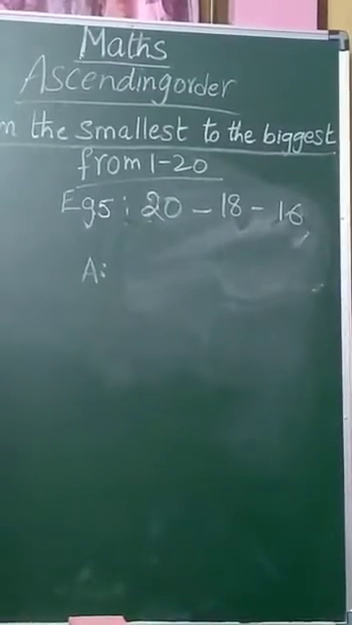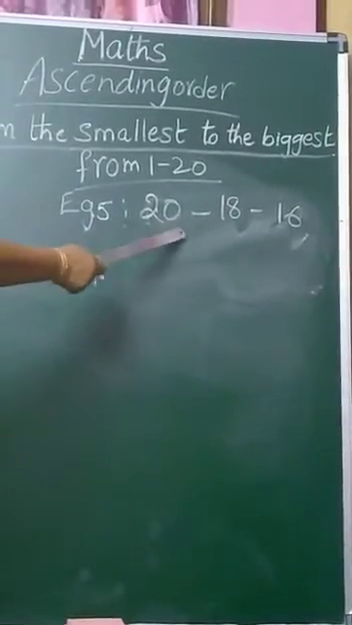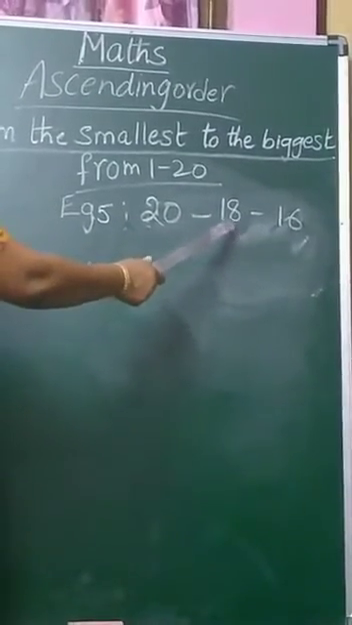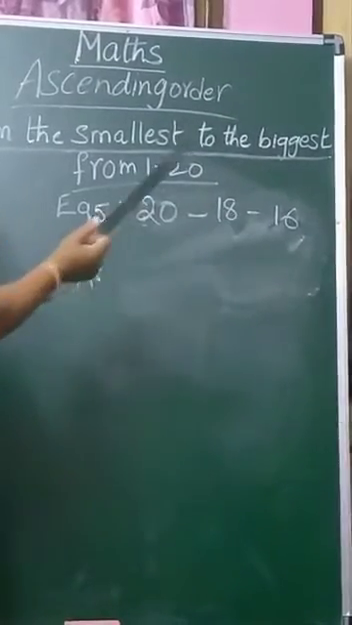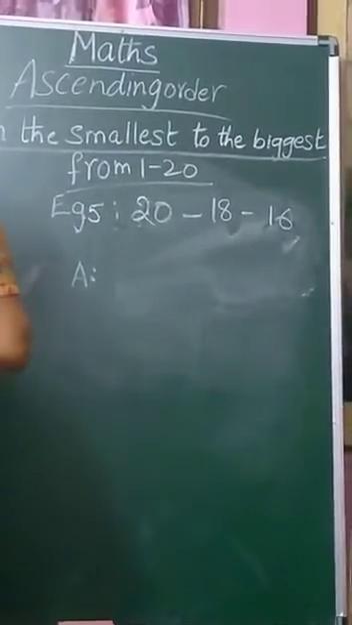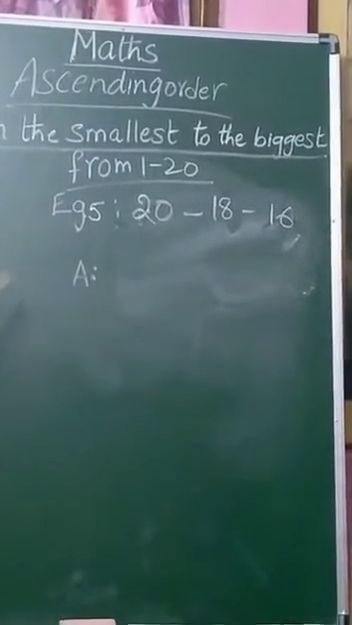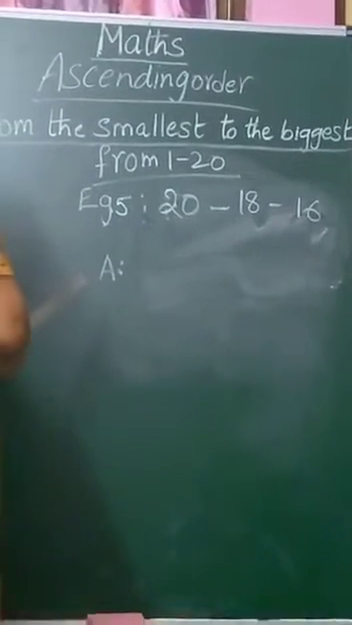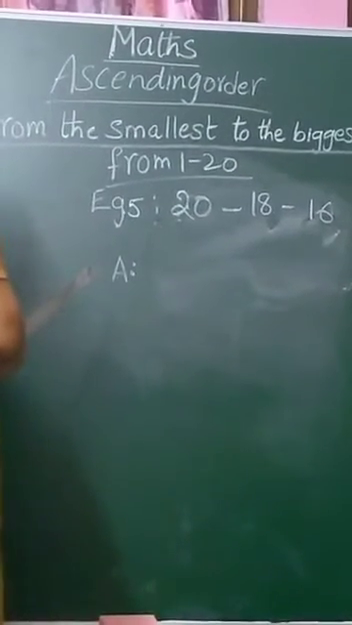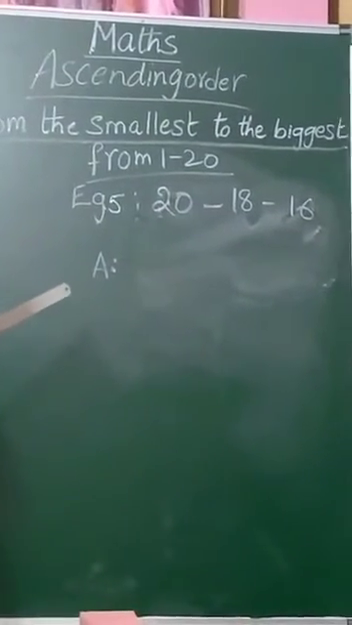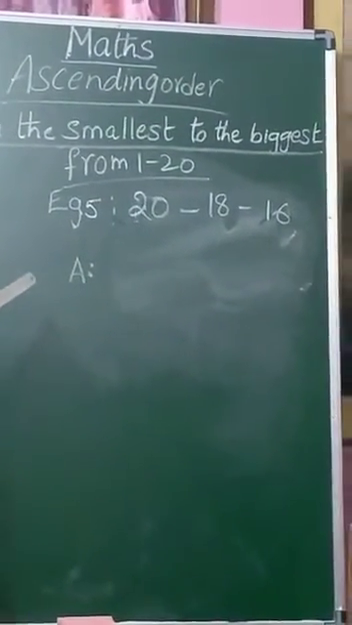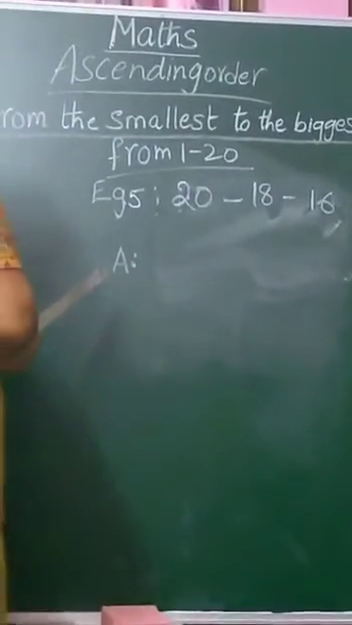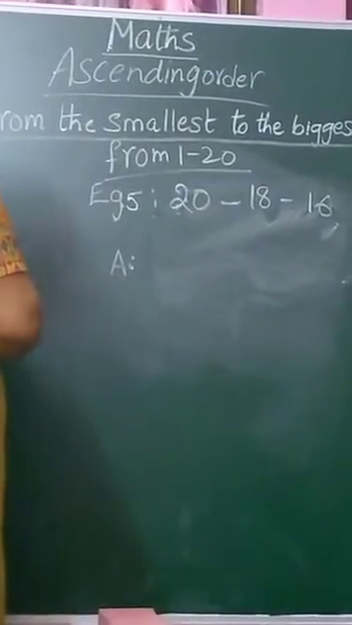Yes. Do you have 1 there? Not given. Do you have 2? Not given. Do you have 3? Not given. Do you have 4? Not there. Do you have 5? Not there. Do you have 6? Not there. Do you have 7? Not there. Do you have 8? Not given. Do you have 9? Not given. Do you have 10? Not given. Do you have 11? Not given. Do you have 12? Not given. Do you have 13? Not given. Do you have 14? Not given. Do you have 15? Not given. Do you have 16? Is it there or not?